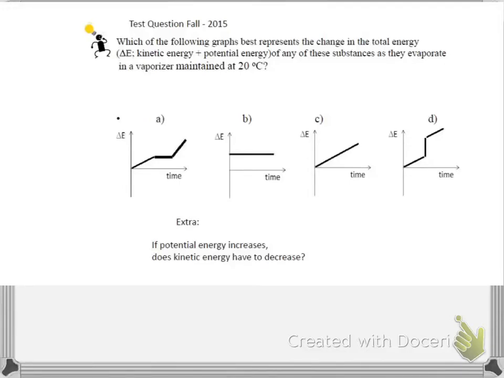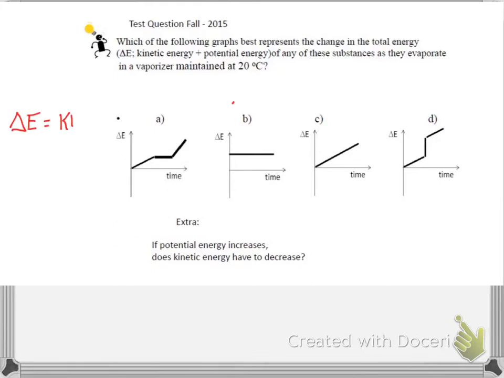Hello, I'd like to go over the Pop Quiz 1 and the first half of the material that will be covered on exam 1, using some questions that bring out a lot of the concepts that we've gone over in class. So let's start with a question that was a test question back in 2015. Let's take a look at how the total energy will change if something is evaporated maintaining 20 degrees Celsius.